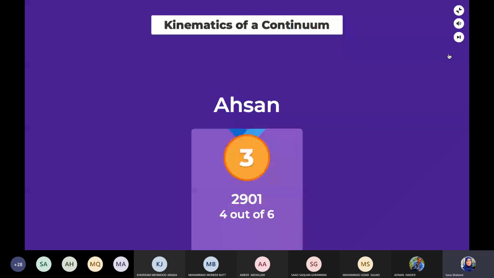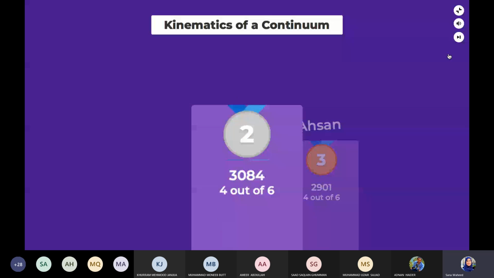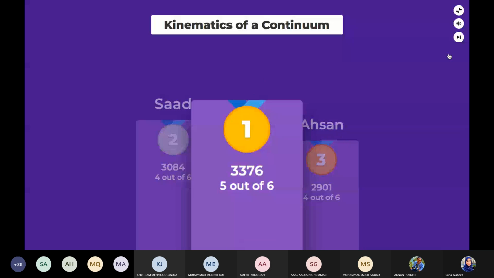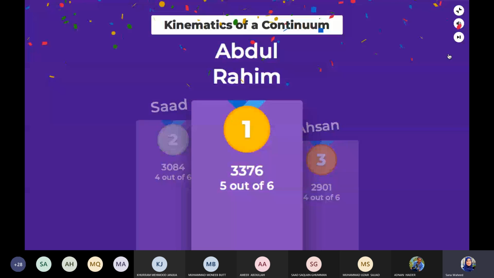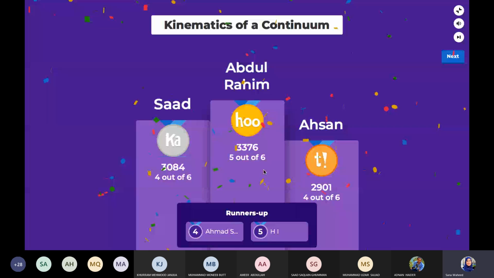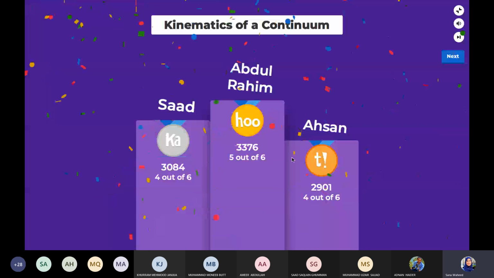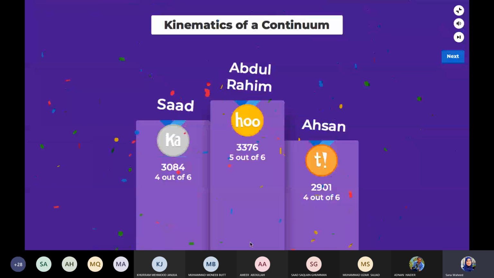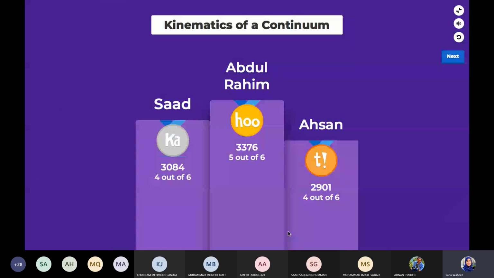So third position, Essen, still at the podium spot though, that's good. And then Saad, well done to you. And then number 1 is, who's it gonna be? Abdur Rahim, well done, excellent. Abdur Rahim got 5 out of 6 correct. And then Saad and Essen got 4 out of 6. Two other people also came, whom I missed. It was HI and somebody else. And then where did Yo go? Yo's last question probably went wrong. But in any case, well done Abdur Rahim. Inshallah, let's see next time how you fare. Well done to you. Great work everybody.